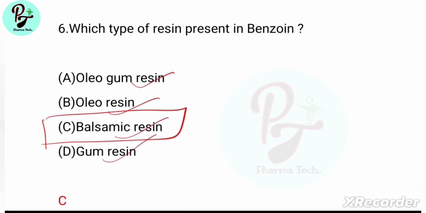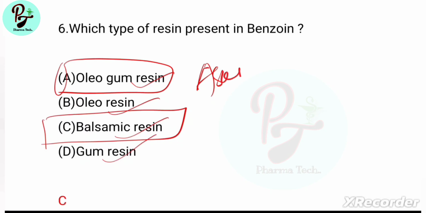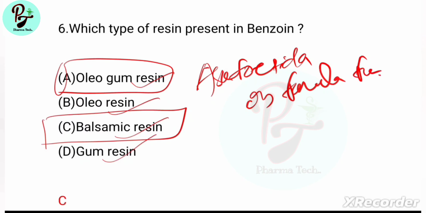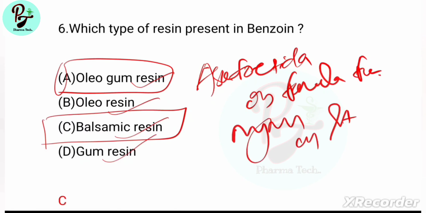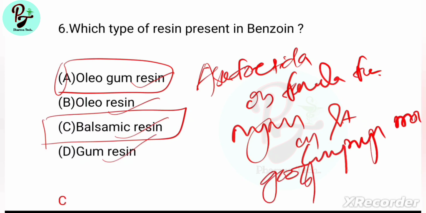Oleogum resin is obtained from asafoetida, obtained from Ferula foetida. Another is myrrh, obtained from the stem of Commiphora mukul. Another is gugul, obtained from Commiphora wightii.